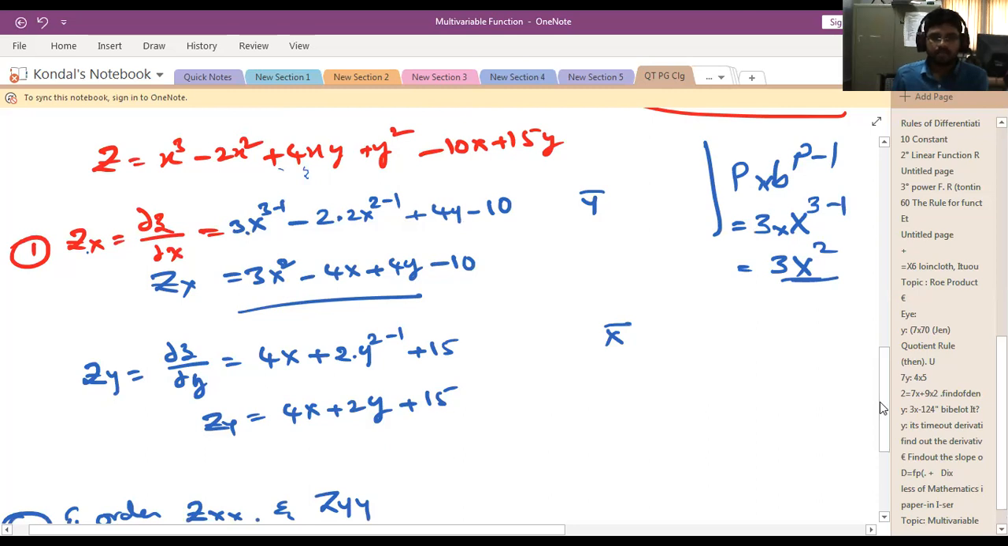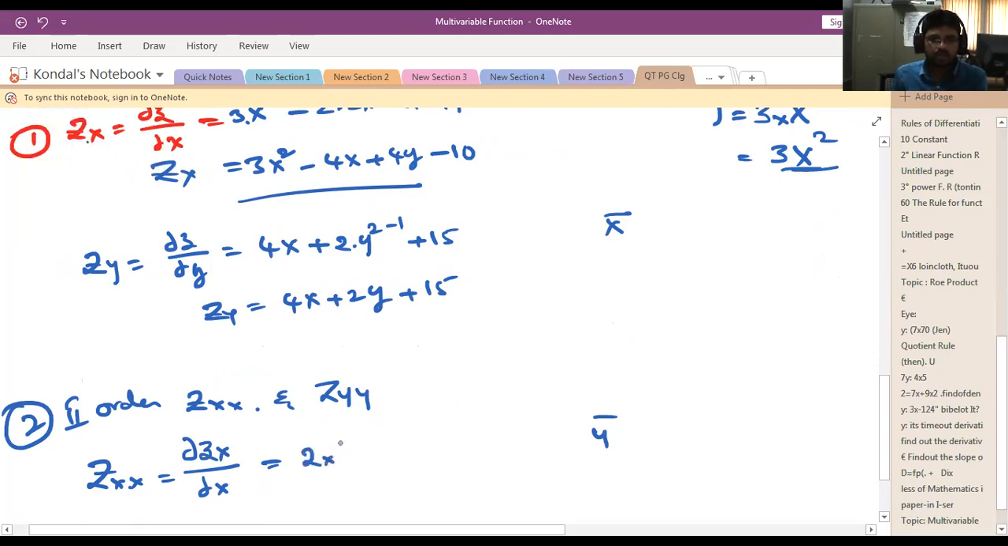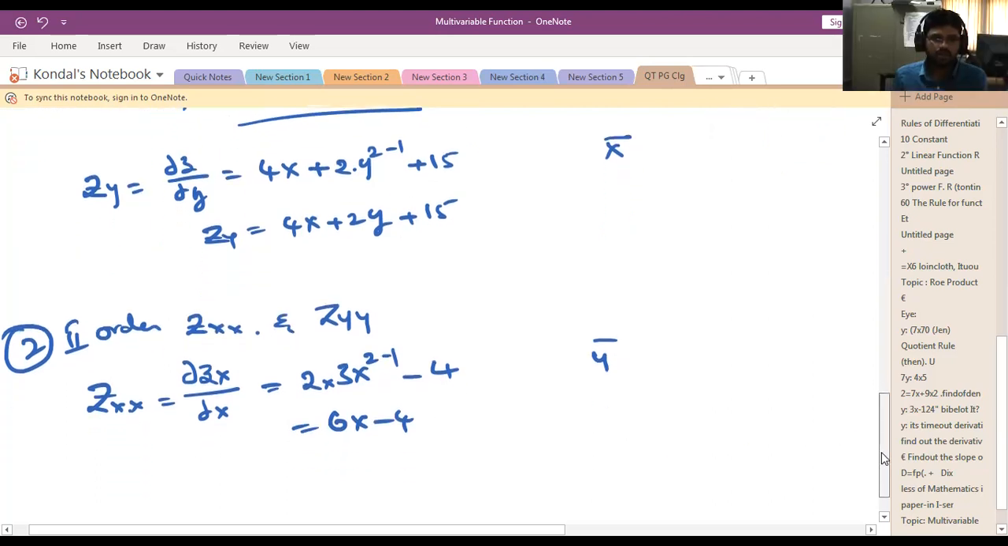So here, zxx is nothing but the rate of change in zx due to change in x. So how much will it come? When y is constant, 2 into 3x to the power 2 minus 1, minus 4x. How much will come? 4. So 2 into 3 is 6x, 2 minus 1 is 1, minus 4. Is it okay? Have you understood how we can do it?